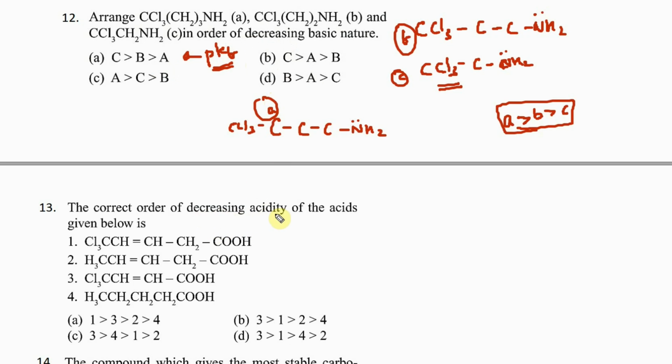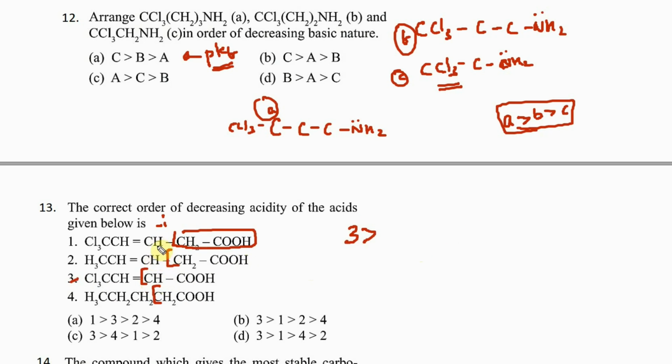Alright, next one. The correct order of decreasing acidity of the acids given below. So look at the stem again. Acidity of the acids. Now what is common in all of them? This particular group, correct? To have more acidity, this side should become minus. Now imagine this one is the best one because right away there is a CO attached to a carbon that is sp2 hybridized. So 3 is the most acidic.